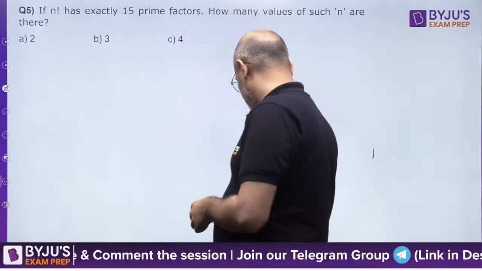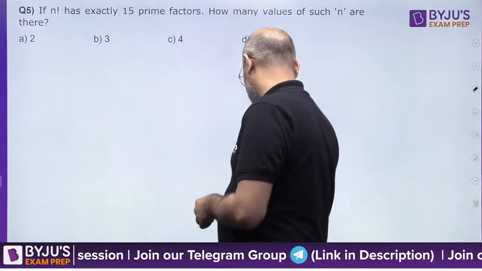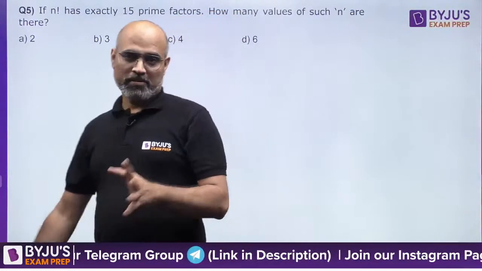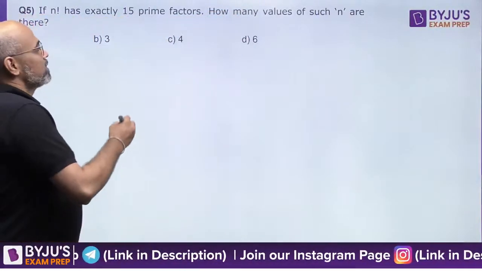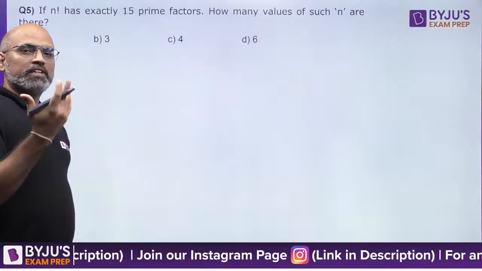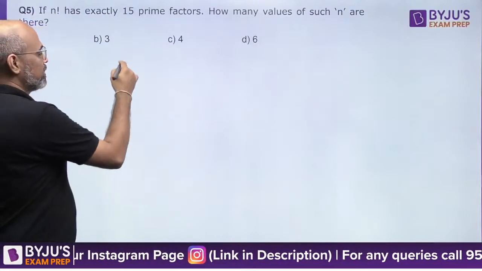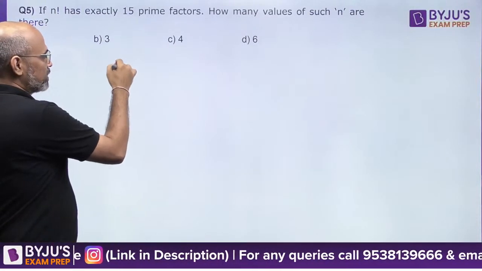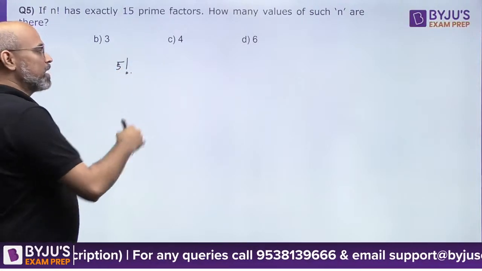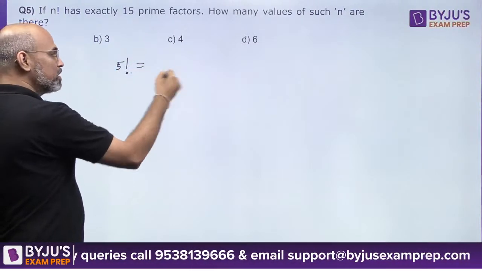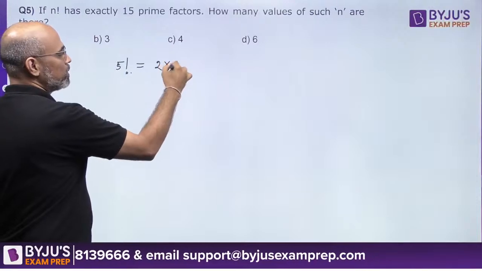Okay, so what is the answer? The answer is not bravo. So for that, let's take an example. If I take 5 factorial, the prime numbers that are going to be included are 2, 3 and 5.